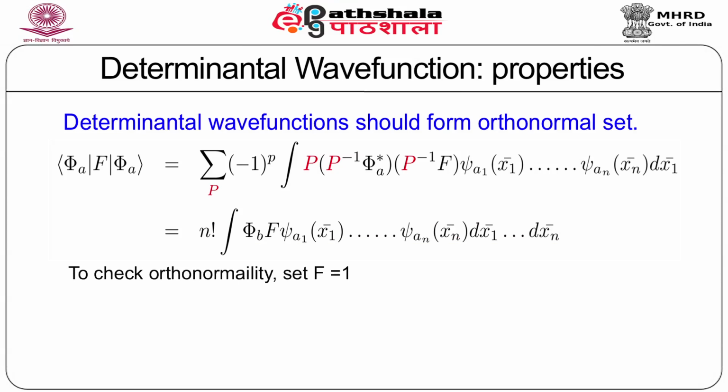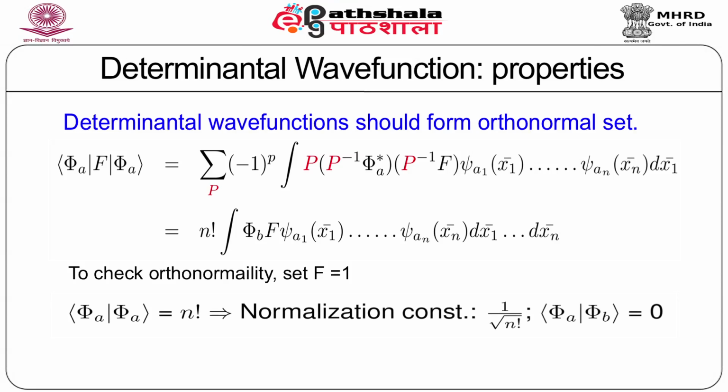To check the orthonormality of this phi, we set f equal to the identity operator. This gives from the above expression the product of phi with itself equal to n factorial. Therefore, the normalization constant is given by 1 over the square root of n factorial. It's trivial to prove that the product of phi_a and phi_b is equal to 0 if a is not equal to b.